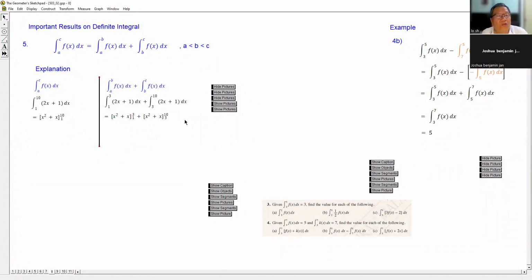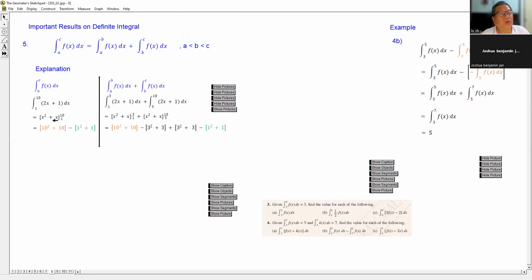Let's say you integrate from 1 to 3, then 5 to 10. There is one part missing. 3 to 5 is missing, so you cannot do that. But if you end with a 3 here and begin with a 3 here, it is correct. Now, what does this mean?